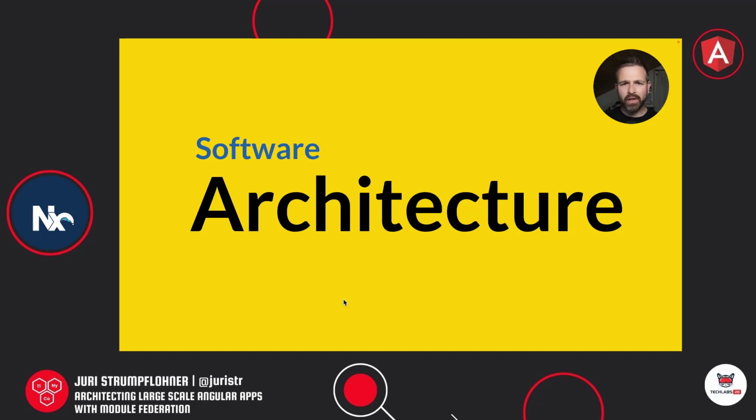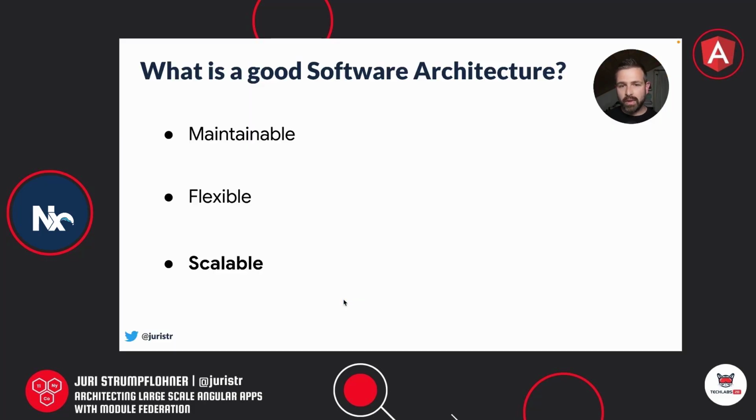The software architecture term in general is a very vague one and a very broad one, so it can be really hard to actually narrow it down to a couple of items. So I tried my best, and when I think about software architecture, what I try to look at specifically today mostly is the maintainability aspect, the flexibility aspect of an architecture, but also the scalability aspect. And mostly the last point here will be what we are going to cover today.